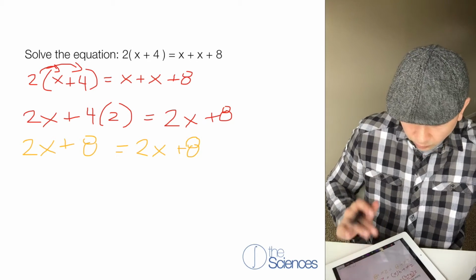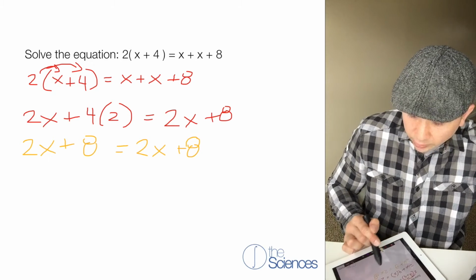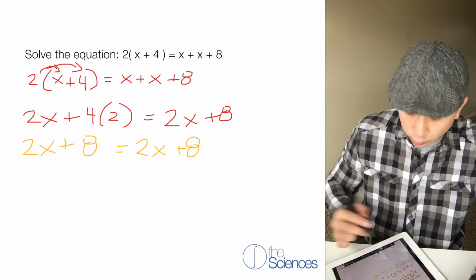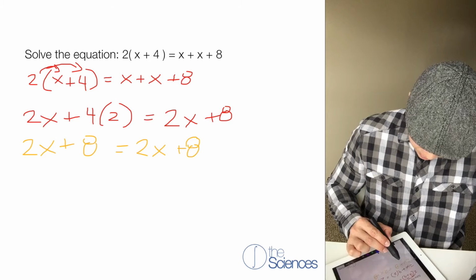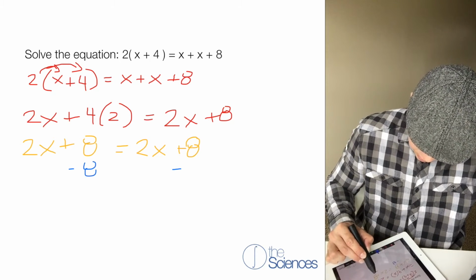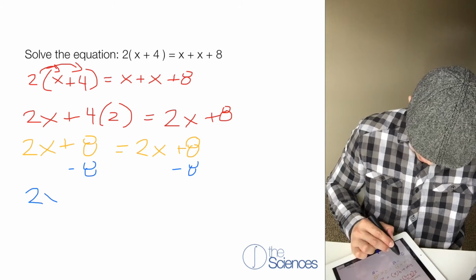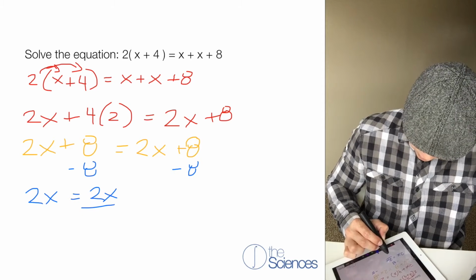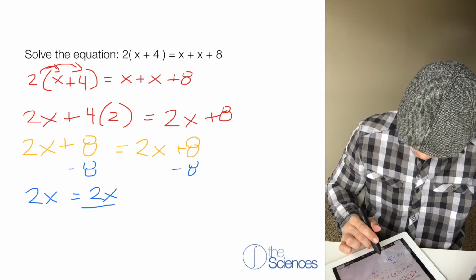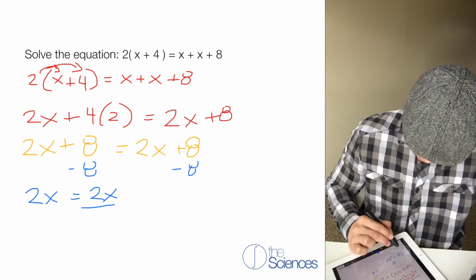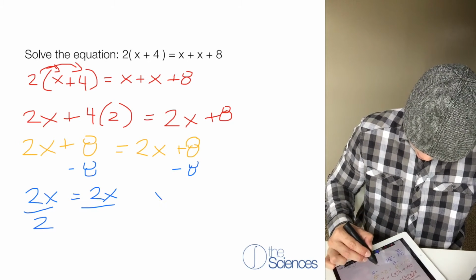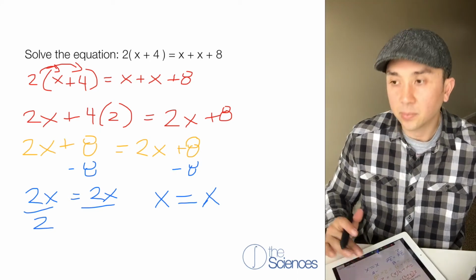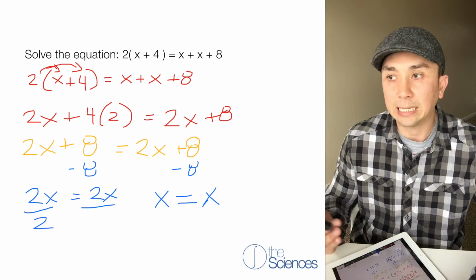Well, here we can see right away that these two sides are equal to each other. So therefore, there must be a solution. So here we can subtract 8 from both sides. So 2x equals 2x. Now we can divide both sides by 2. So we get x equals x. So here, the solution to the equation is x.